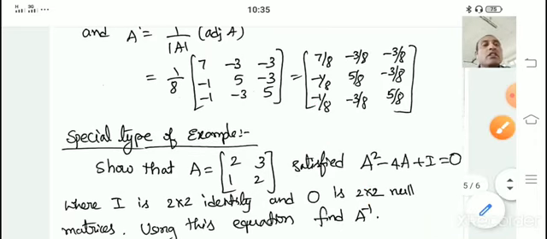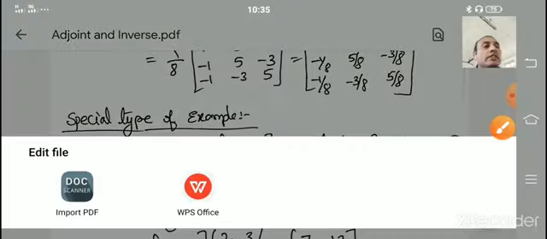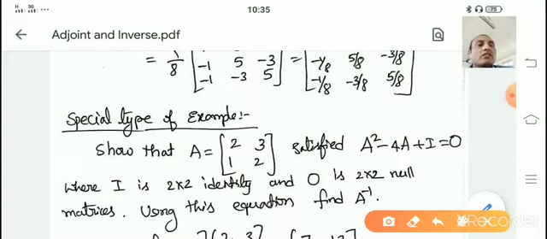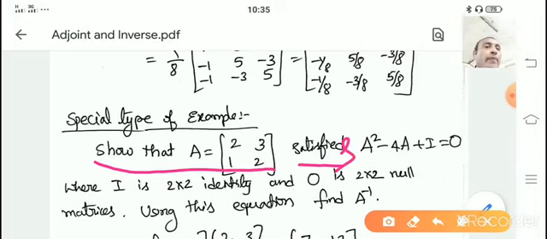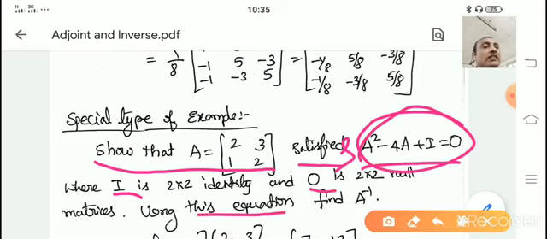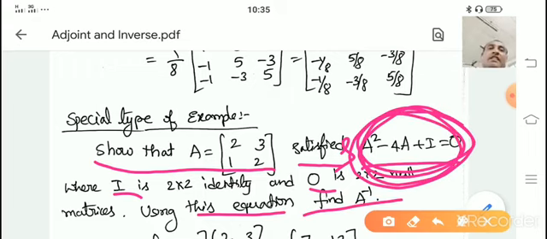See, look, show that this matrix satisfies A square minus 4A plus I equal to null matrix, where I and null matrix are 2 by 2 matrices. Using this equation, find A inverse. That is the special type. That means they are not asking by the methods which we did earlier. I will explain to you how to find this inverse.